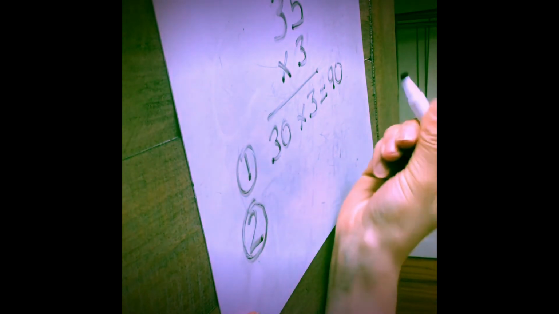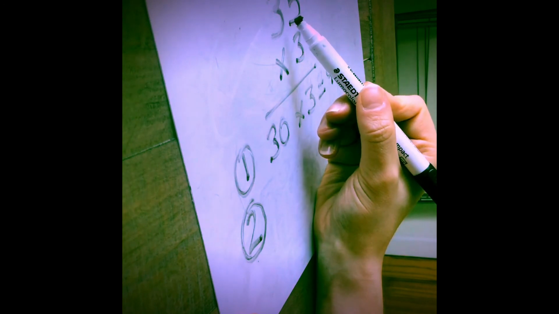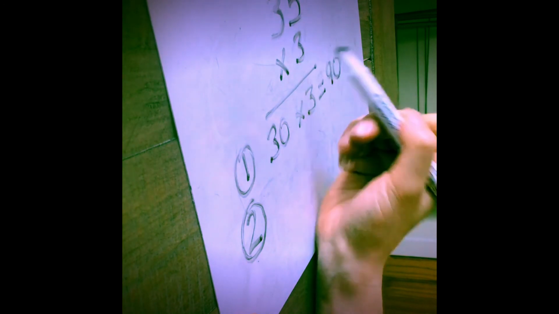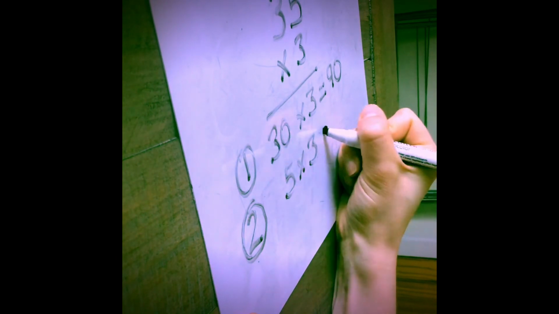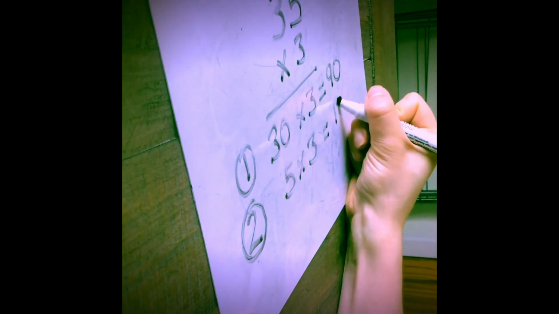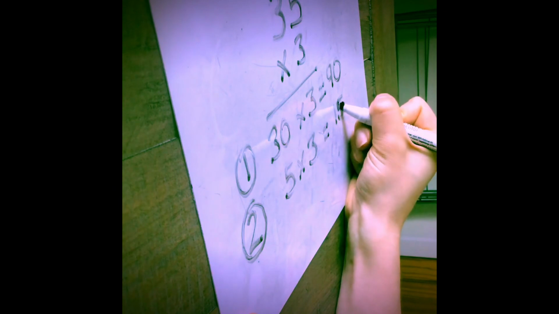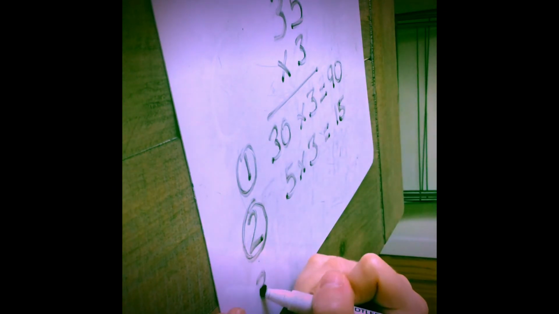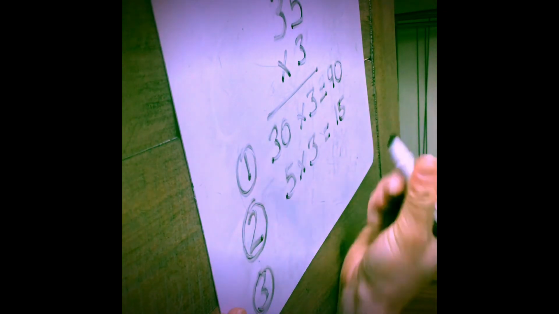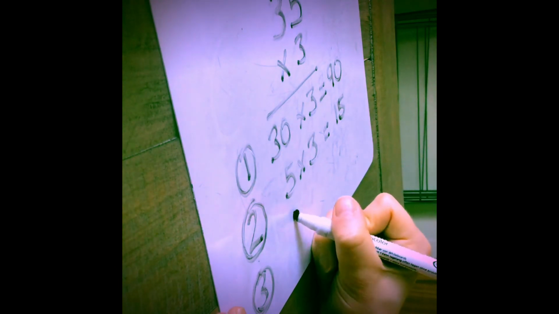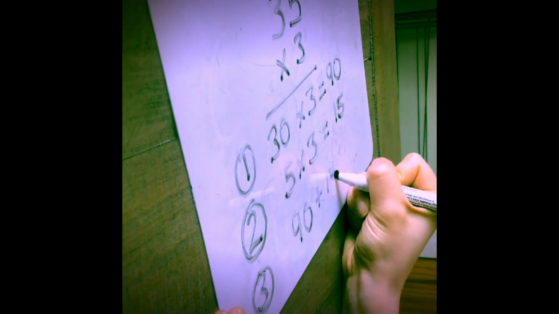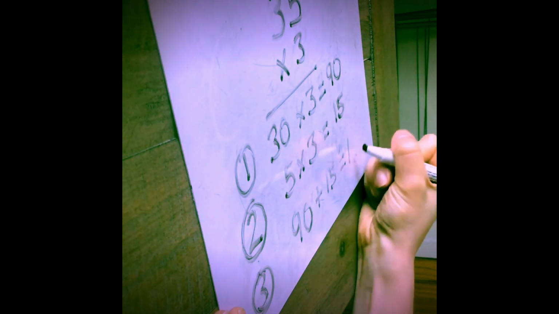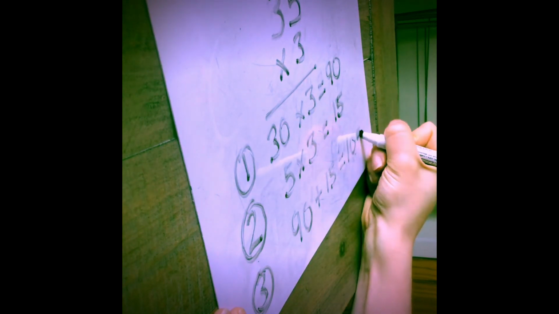Our second step is going to be 5 times 3. So 5 times 3 equals 15. So the last step, I'm sure you guessed it, we're going to add these two together. So 90 add 15 equals 105.